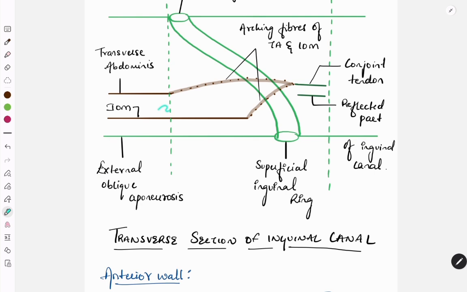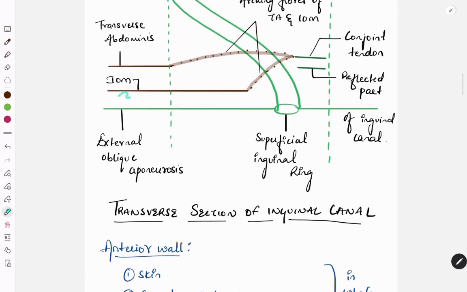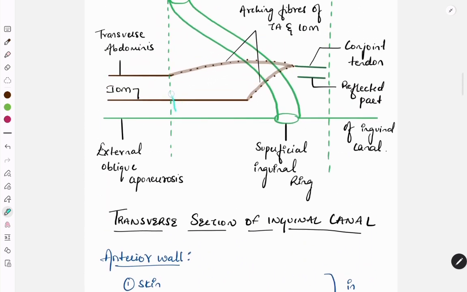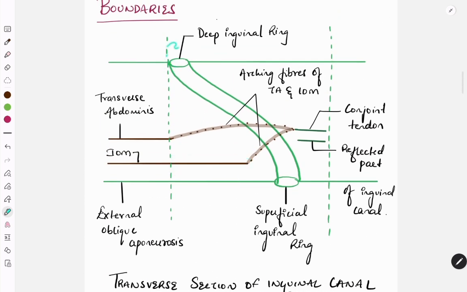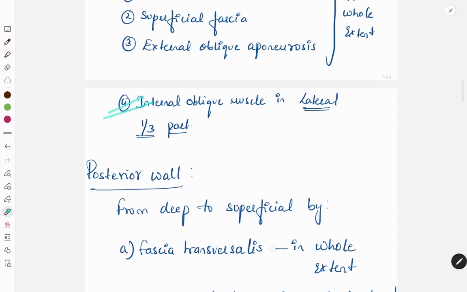Now if you look further behind, the internal oblique muscle, you can see that it is not present in the entire extent. It is not present this side. So we will say it is only present in the lateral 1/3. Okay, internal oblique muscle is present only in the lateral 1/3. So you have to take only this. This dotted line, we are going to see only in this box. It is present only in the lateral 1/3 part.